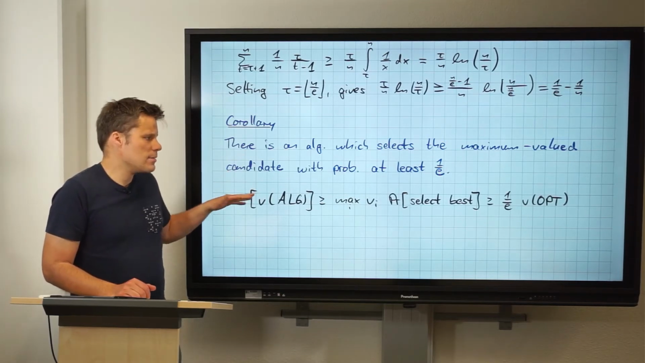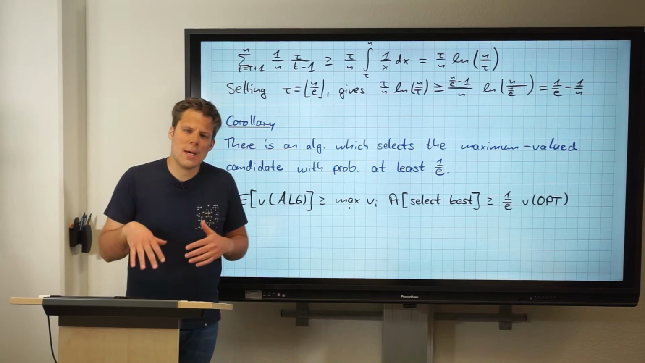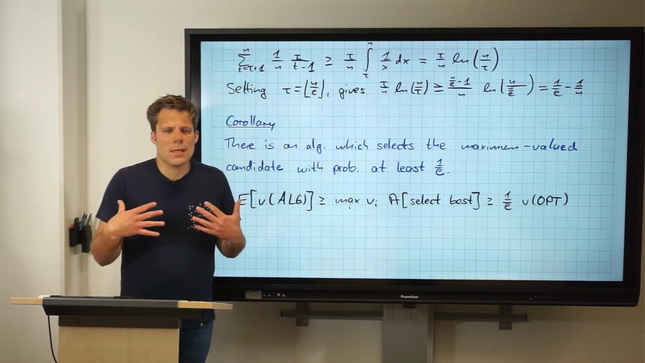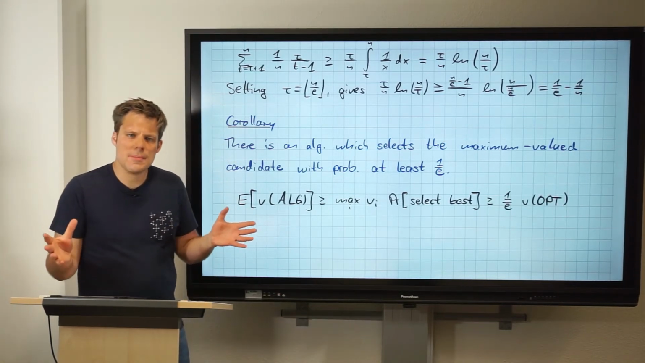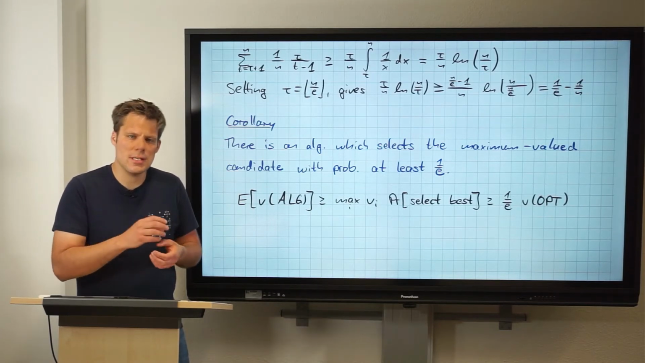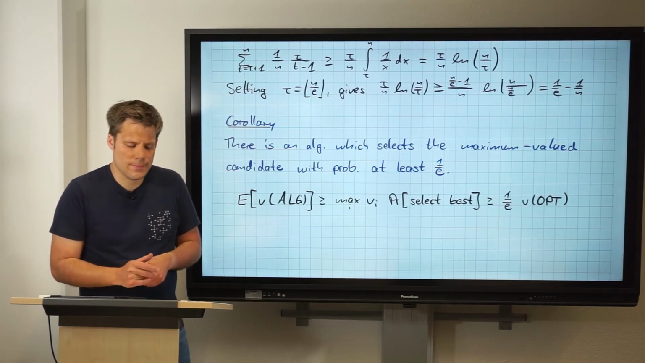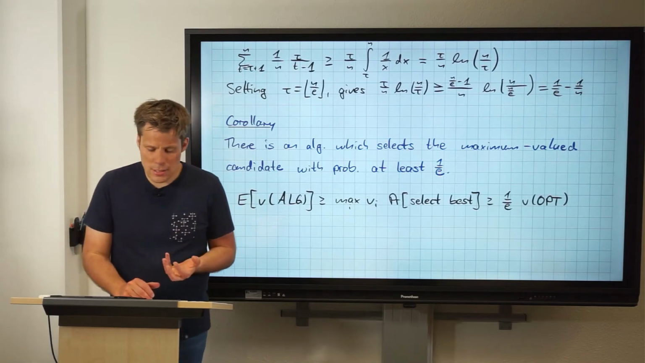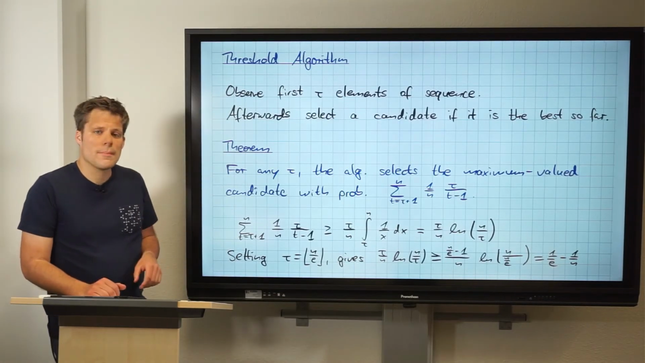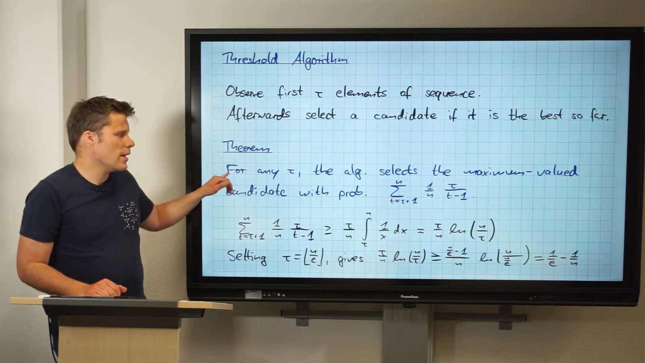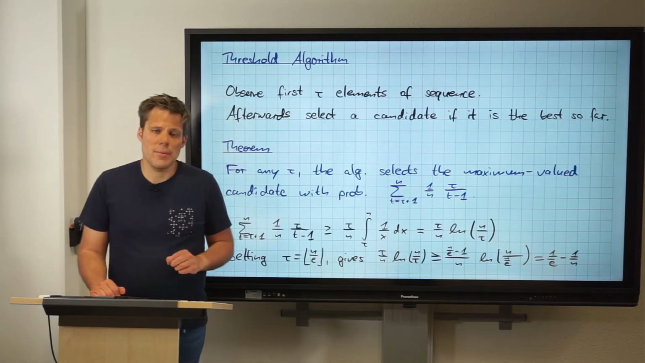So this is, interestingly enough, I think also a way to weaken competitive analysis in a way that you can still get a meaningful result, although with this purely worst case perspective where everything was adversarial, including the order, you couldn't prove anything, or you could only prove trivial things. So what we want to do now is, of course, show this bound. So we want to show that for any tau, the algorithm picks the maximum valued candidate with this probability.